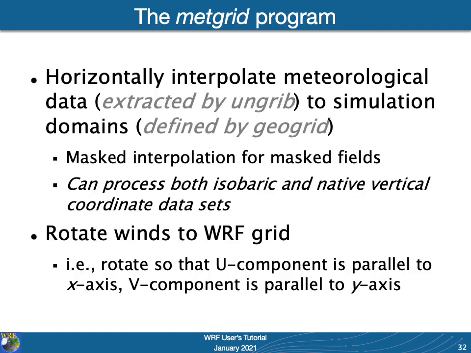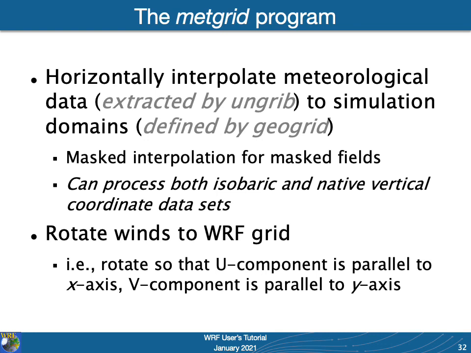The primary purpose of the Metgrid program is to horizontally interpolate the meteorological data that were extracted by the Ungrib program onto the simulation domain that we defined using the Geogrid program. Some meteorological fields are masked in that they have missing values, and the Metgrid program needs to take this into account when it does its horizontal interpolation. It's also worth pointing out that although the Metgrid program can process data on isobaric and native vertical coordinate levels, the horizontal interpolation takes place along coordinate surfaces.